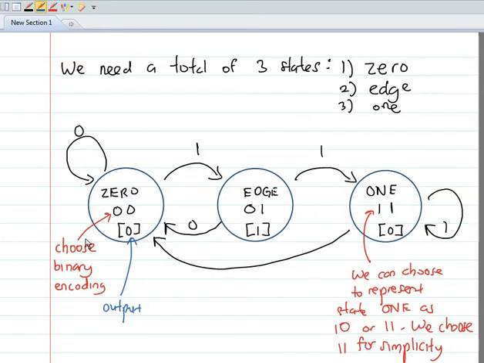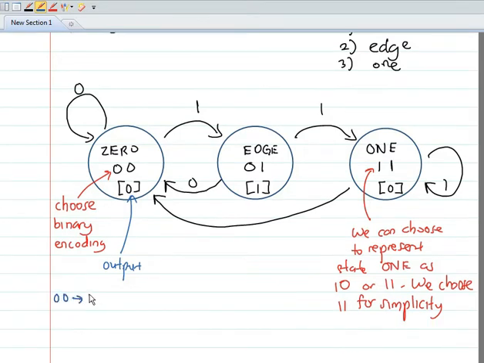Now we can choose whatever encoding we want, okay? In this example, we are going to choose binary encoding. So binary encoding is going to go from 00, 01, 10, to 11, okay? But in this case, we need 3 states, so we choose 3 out of these 4. So we choose 00, we choose 01, and then we choose 11, alright? We can use the 10, but in this case we want to use the 11, so we don't use the 10. Okay, so we write our encoding here: 00, 01, 11.